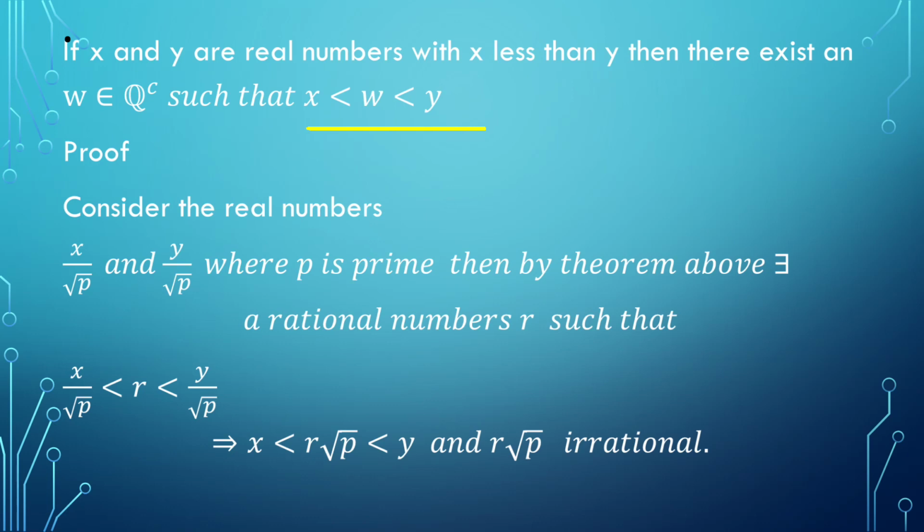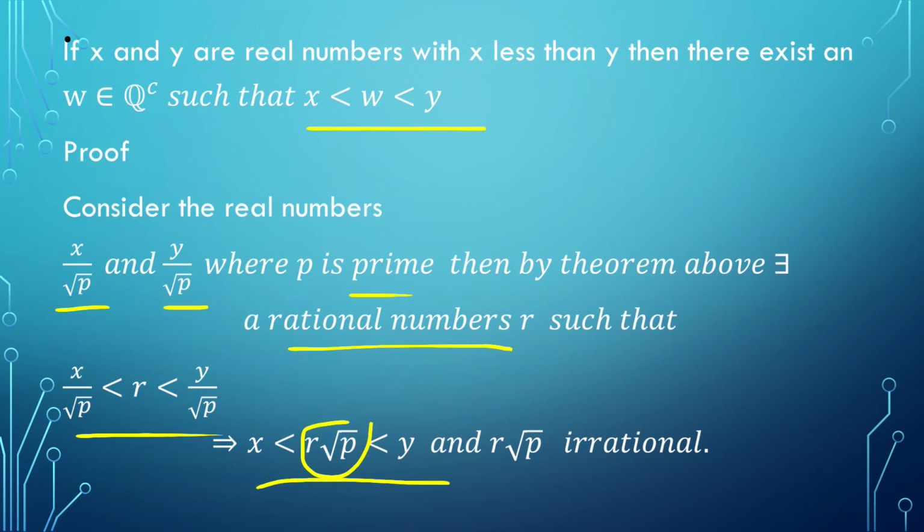We consider the real numbers and just work with the definitions that we have. If you have two real numbers, call them x over root p and y over root p, where p is prime, and of course root p is irrational. Remember that. Therefore there exists a rational number r such that x/√p < r < y/√p, by our theorem above. If you rearrange here, multiplying by root p every part, you'll find x < r√p < y. And if you look keenly, you'll find that r√p is an irrational number. And therefore our proof that if we have two real numbers, in between there exists an irrational number, is done.